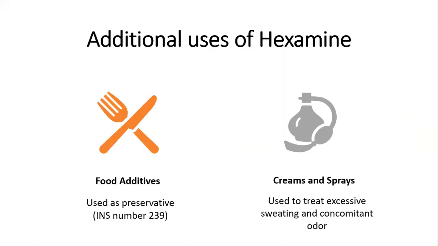As additional uses of hexamine, they add it as a food additive, as a preservative with the number INS 239. And it's also used in creams and sprays to treat excessive sweating and concomitant odors.